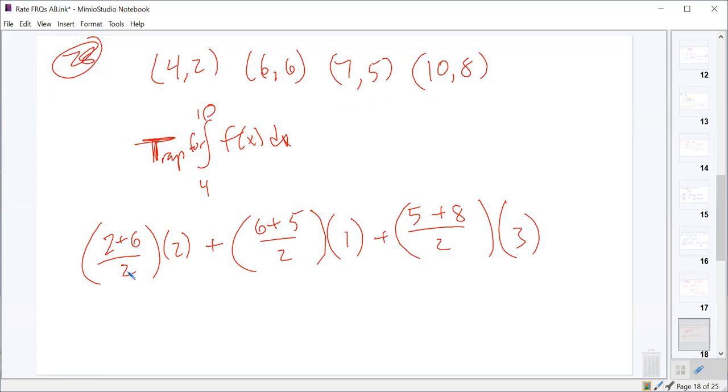So what is this? This is 8 over 2 is 4 times 2 is 8 plus 11 halves. This is 13 halves times 3, which is 39 halves. So we got 50 over 2 is 25 plus 8 is, looks like 33. Looks like that's choice D.